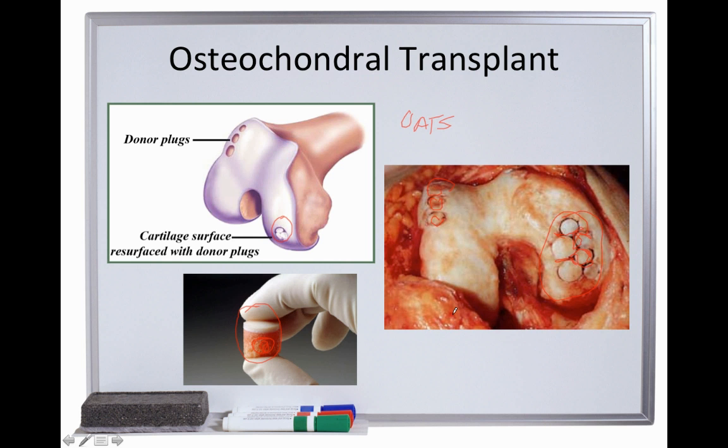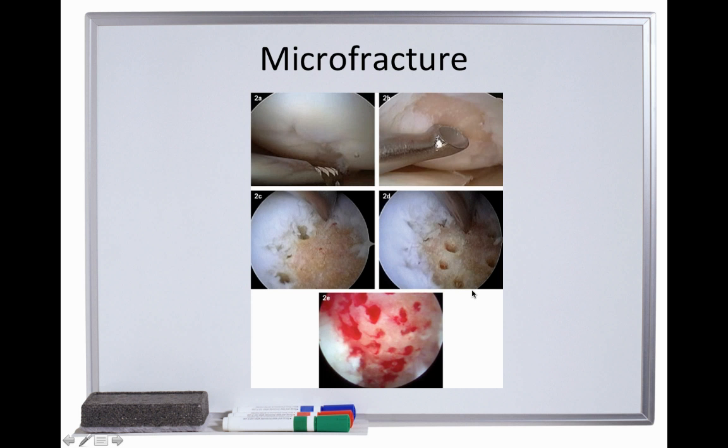So that's one method of healing, because you have to somehow get that inflammatory process to start, get vasculature to come in and bring in the appropriate factors to do some healing. This is called microfracture, also known as a Steadman pick procedure.